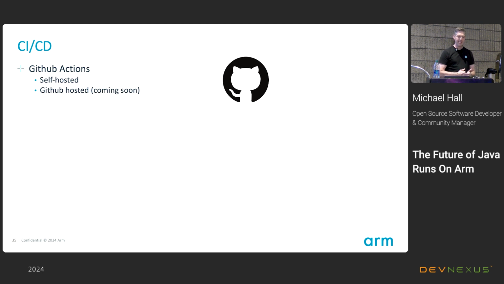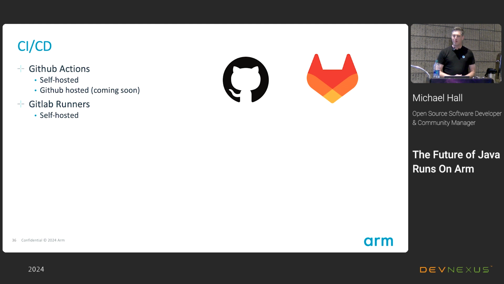For CI/CD, GitHub is a popular option. If you're using GitHub Actions, you've been able to use self-hosted runners to run on ARM64. They also have been working on hosted runners, so you will soon be able to use those and not have to host them yourself. They didn't give me any kind of time frame for when that was going to be. I was told coming soon back in November, so your guess is as good as mine when they're going to actually release that.